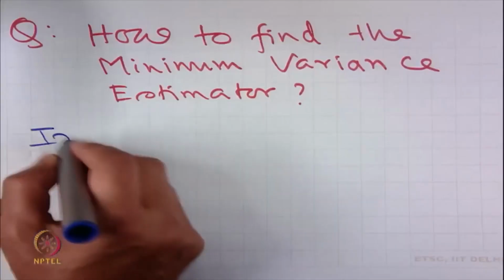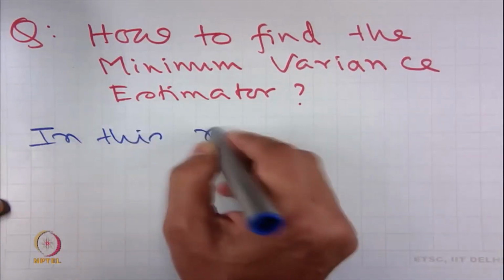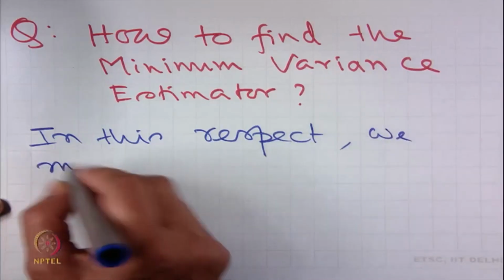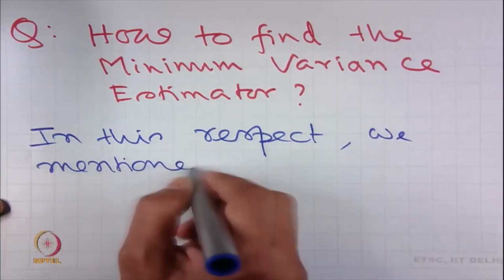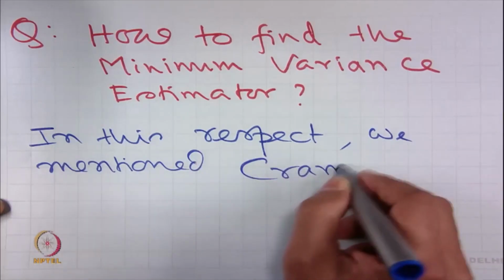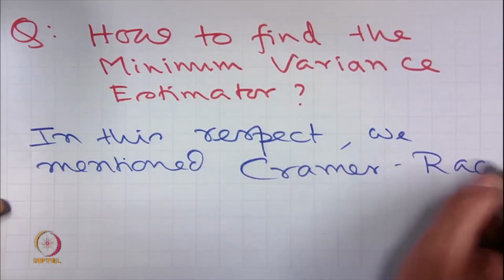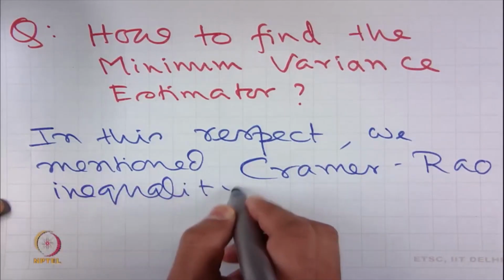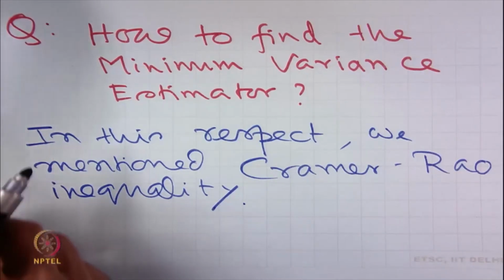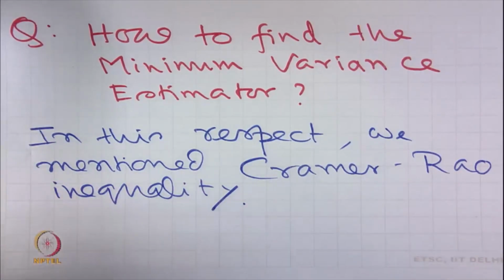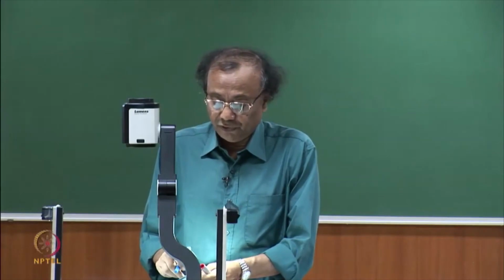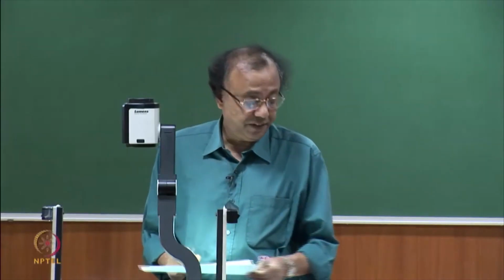In this respect, we mentioned the Cramer-Rao inequality. This is not for all classes of estimators. This is applicable to a restricted class of estimators, but still it is very, very useful for statistical inference.